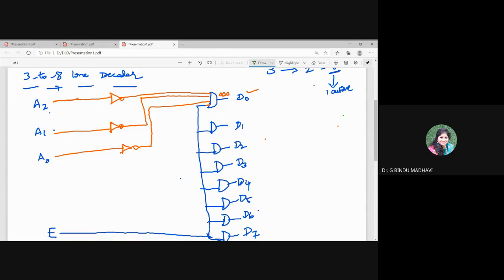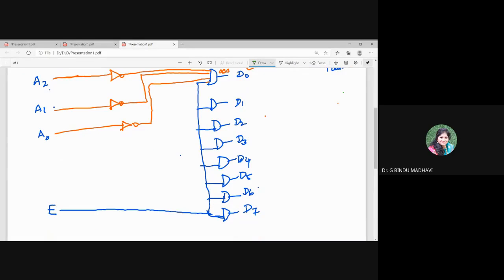Yes, ma'am. Right. Next, D1 means what I need to write? D1 means 0, 0, 1, which represents A2, A1, A0. You need to consider the same order. So the A2 value is 0, so I take A2 complement. Next, the A1 value is also 0, so A1 complement.